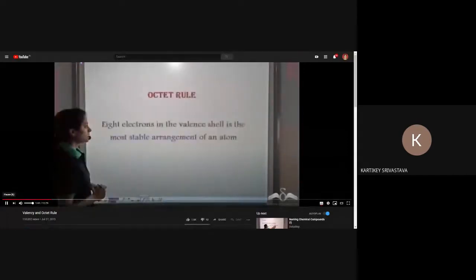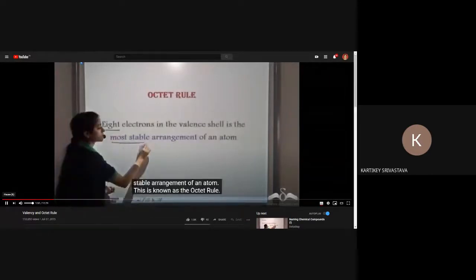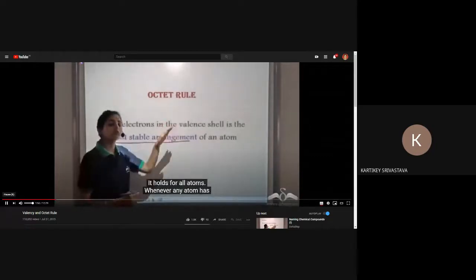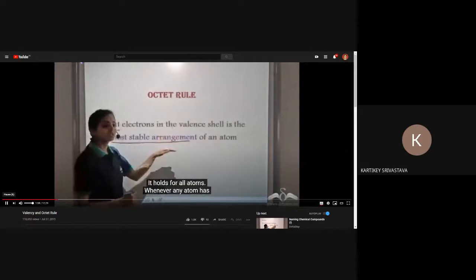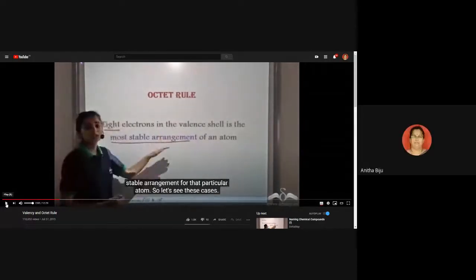8 electrons in the valence shell is the most stable arrangement of an atom. This is known as the octet rule. It holds for all atoms. Whenever any atom has 8 electrons in the valence shell, that is the most stable. You can write this statement of the octet rule: 8 electrons in the valence shell.